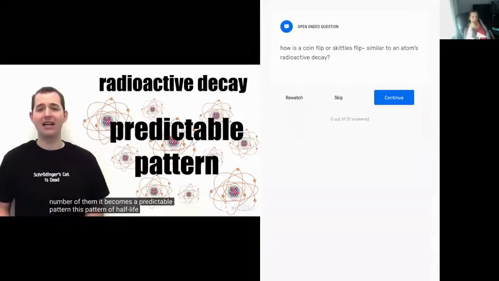All right, how is a coin flip or Skittles or M&Ms, whichever thing you are going to use today, similar to an atom's radioactive decay? So why do we use these things to simulate radioactive decay? So put your best guess.